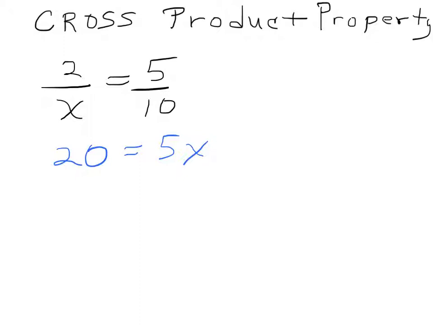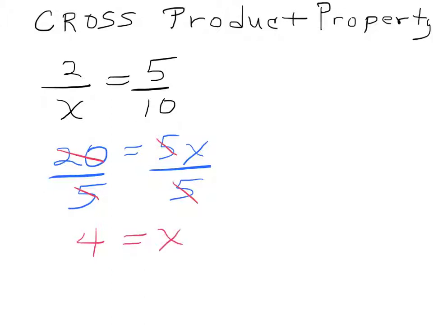Now to isolate the x we need to divide both sides by 5. We're going to cancel out those 5's. 20 divided by 5 is 4. So what we come up with is x equals 4.